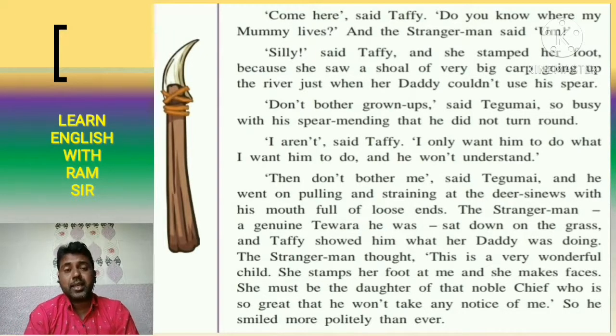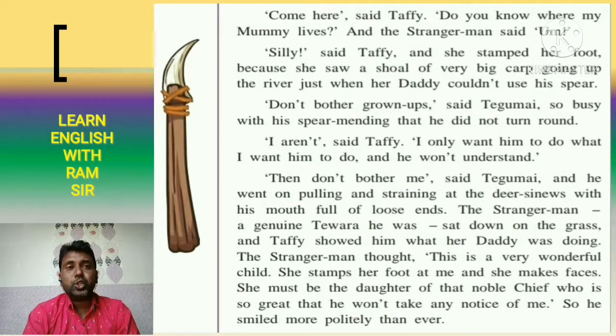कि उसे लगता है कि ये जो टेगुमे है वो एक noble man है. And of course she is the daughter of this particular person, good person. And so that's why remember he is standing there and he is smiling towards the Taffy. Taffy की तरफ देख के वो क्या कर रहा है? मुस्कुरा रहा है. So that time what exactly happened?